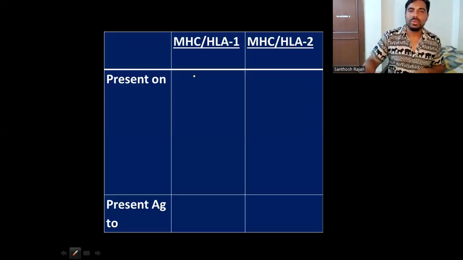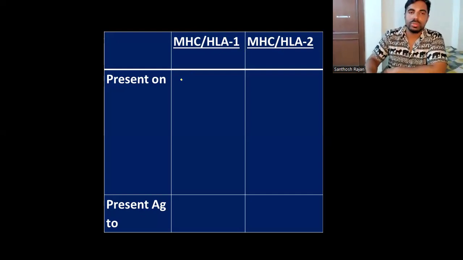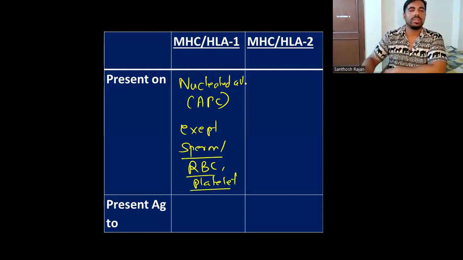Now MHC, major histocompatibility complex, HLA1 and HLA2. HLA1 is always present in nucleated cells. All nucleated cells, that includes antigen-presenting cells also, except two cells where it is not present: one is sperms and the other is RBCs. Platelets too, they have no nucleus. Sperms, RBCs, platelets, you don't see MHC1.